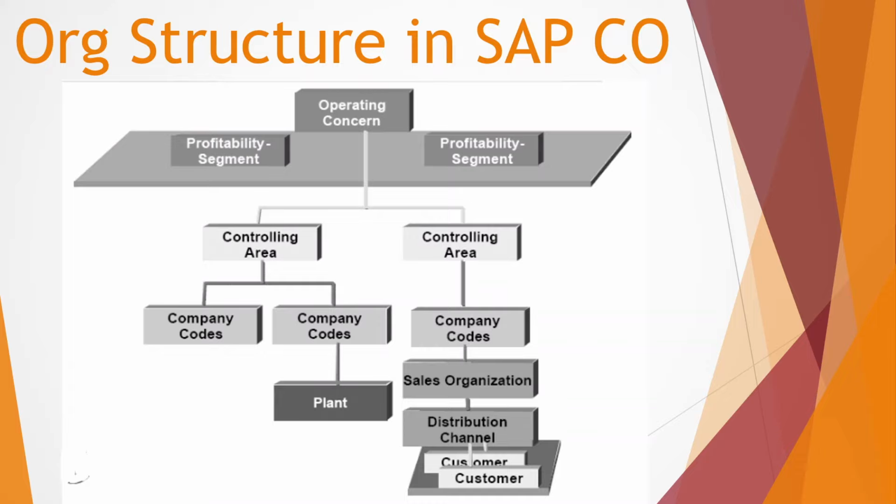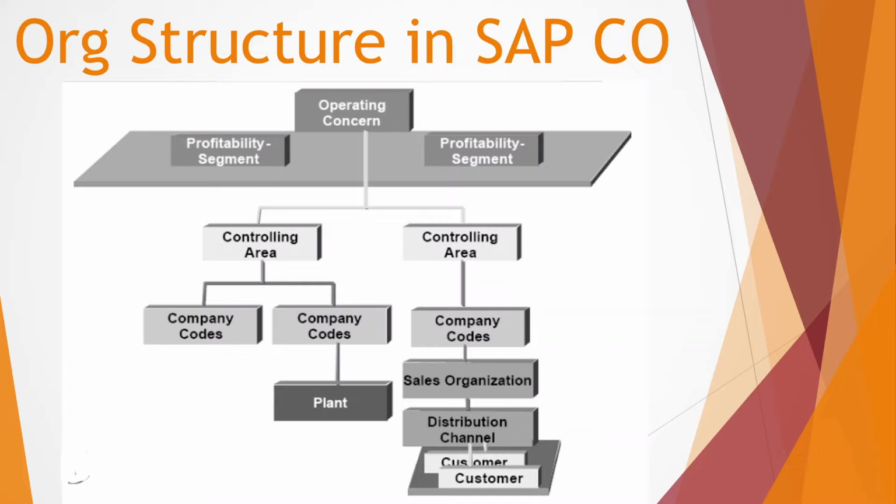In SAP system, highest is always the client. Under the client only your operating concern will come. Operating concern does not go outside the client. It is also within the client. But in CO module, operating concern is the highest one. And it is an optional one. It is not a mandatory one.